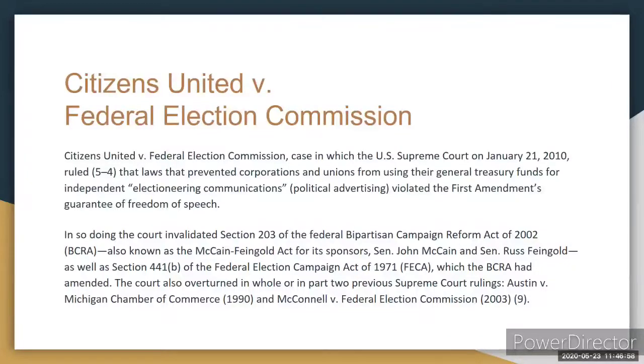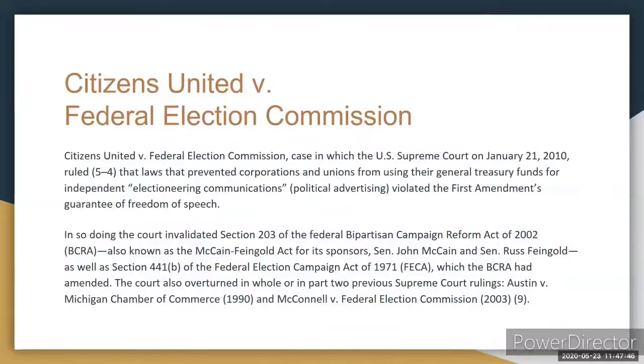The act is known as the McCain-Feingold Act for its sponsors, the departed Senator John McCain and Senator Russ Feingold, as well as Section 441B of the Federal Election Campaign Act of 71, the FECA, which the BCRA had amended. And these are important amendments that we reviewed in those first 2 or 3 slides. The court also overturned in whole or in part 2 previous Supreme Court acts. So it overruled its own acts, the Austin v. Michigan Chamber of Commerce in 1990 and the McConnell v. FEC in 2003.